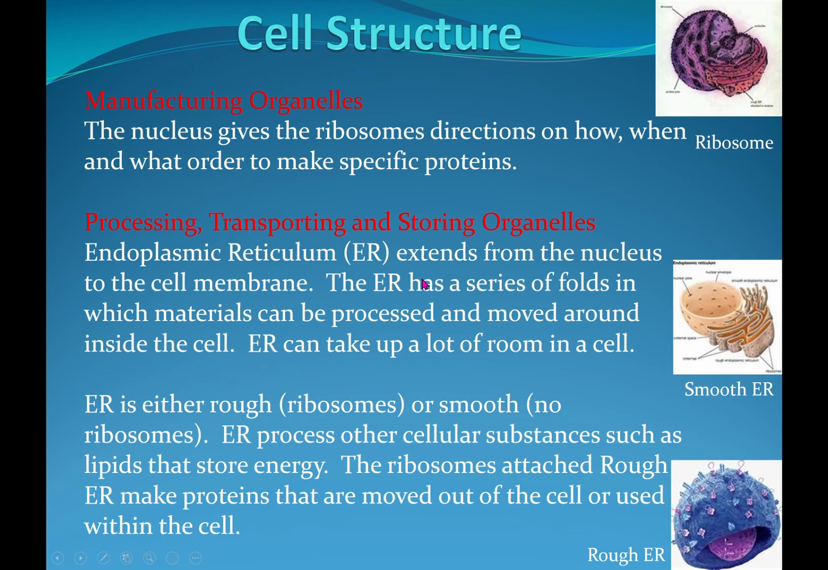So endoplasmic reticulum extends from the nucleus to the cell membrane. You'll see the nucleus here, and then on the outside is that smooth ER. The ER has a series of folds. You'll see those folds right here, which maintain and process and move materials around inside the cell. They help materials move around. ER can take up a lot of room in the cell.